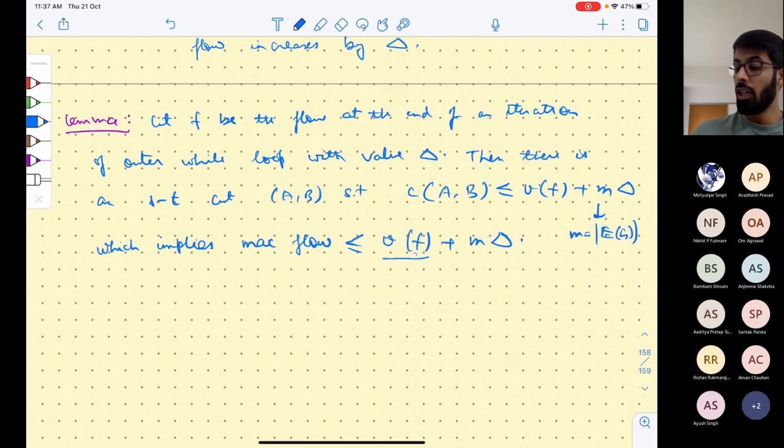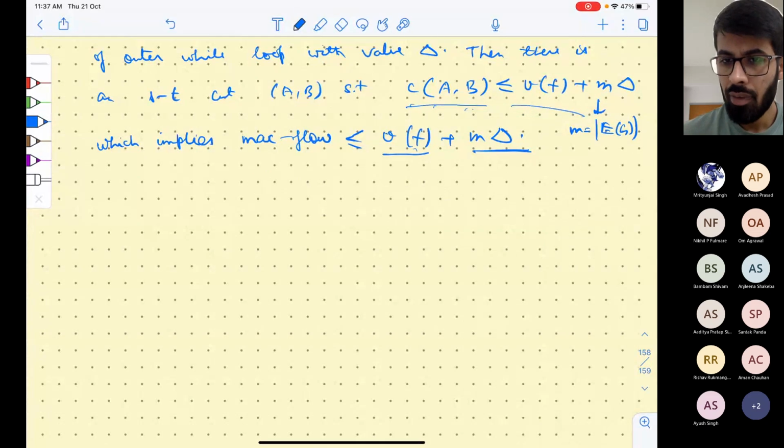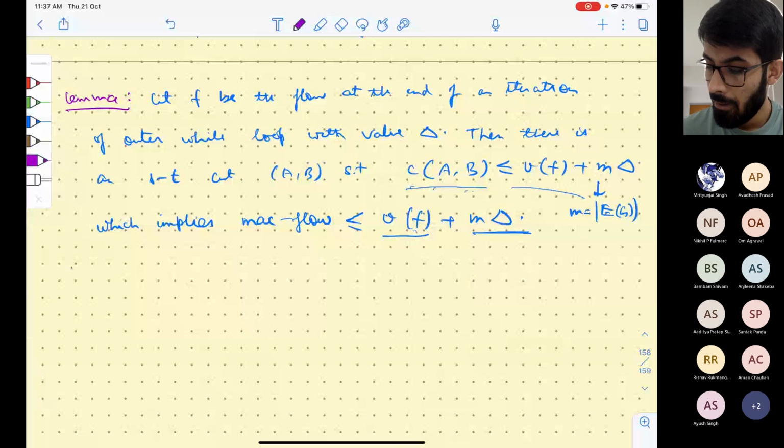Whatever F we have is already close to the maximum flow, within M delta. It does not depend really on C. It only depends on delta. And why can we say that? Because the maximum flow's value is at most any cut. So now we give a cut with this much value, which means the maximum flow cannot have more than that value. Okay. So let's quickly show this lemma.